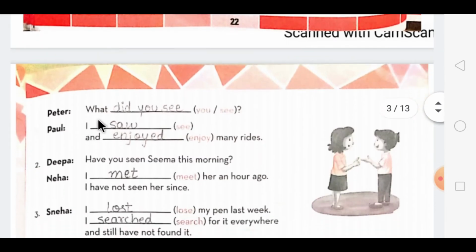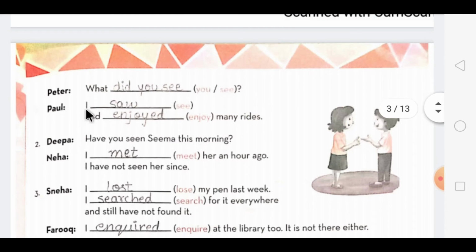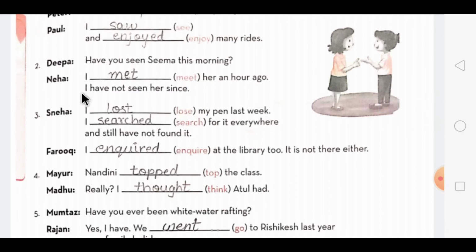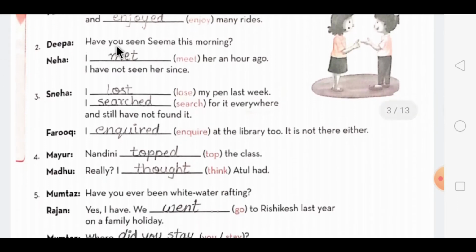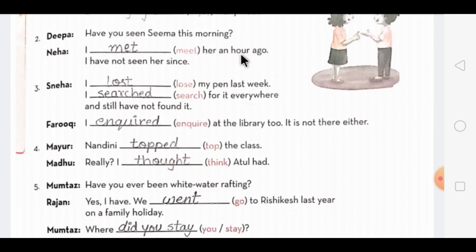Then Peter asks, he is asking a question, so you will use the word did. With the subject you have to use did: What did you see? Then Paul is answering, I saw and enjoyed many rides. In this you have used the V2 form of the words which are given in the bracket. Then the second conversation is, Deepa is asking, have you seen Seema this morning? Neha replies, I met her an hour ago. I have not seen her since. In this, the sentence is positive, so we use the V2 form of the word.